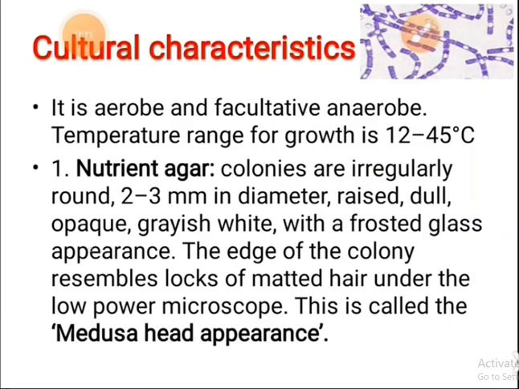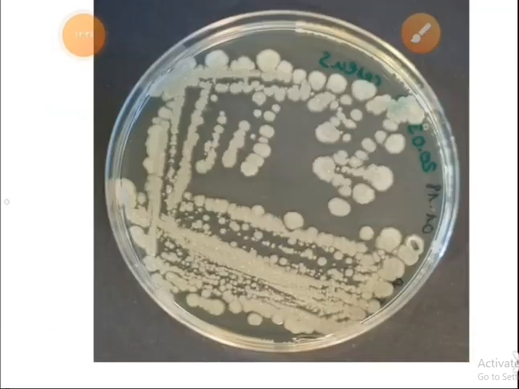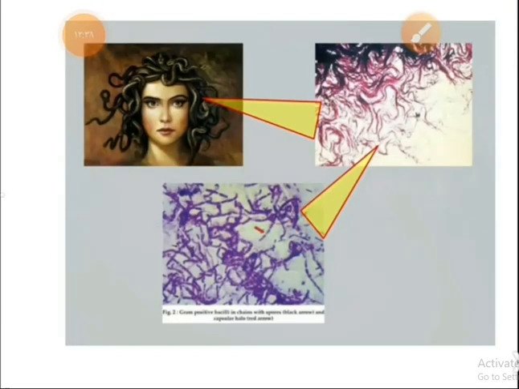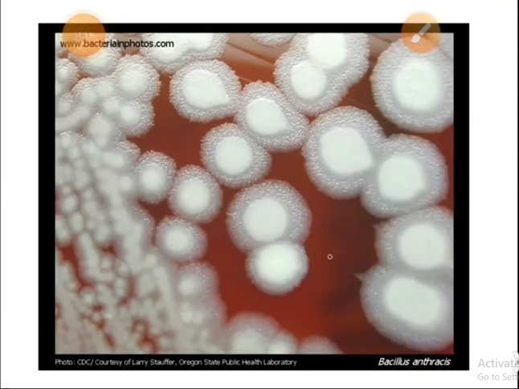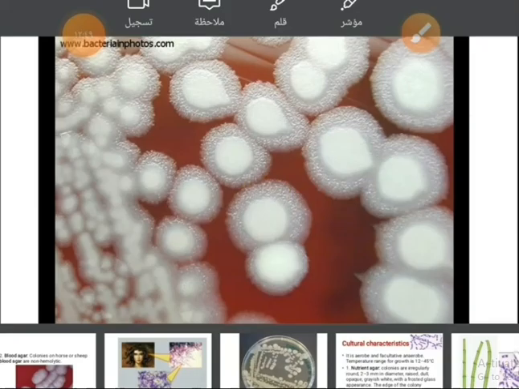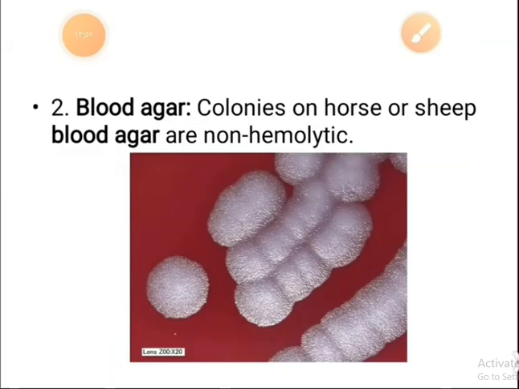This matted hair under low power is called the medusa head appearance. This is the frosted glass appearance; the shape of the colony is similar to frosted glass. This growth is on blood agar. On blood agar, the colonies are non-hemolytic, while the non-pathogenic species are hemolytic.